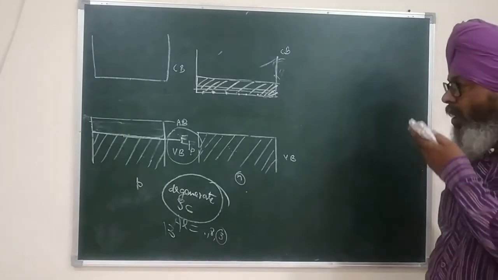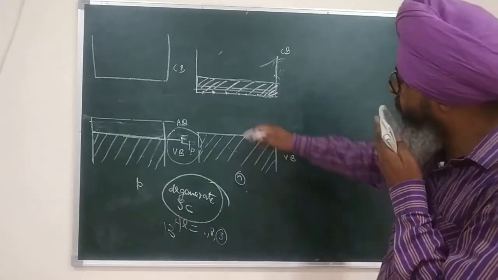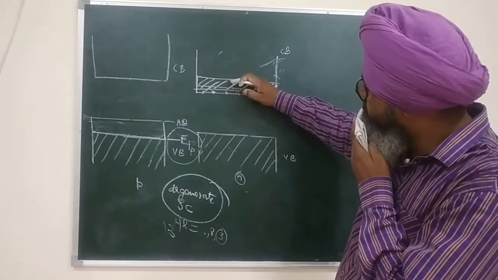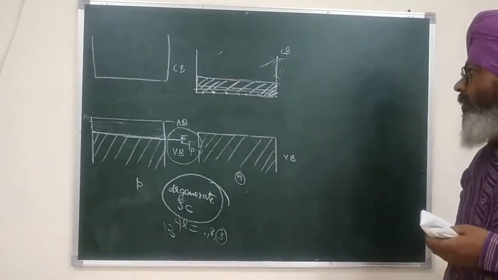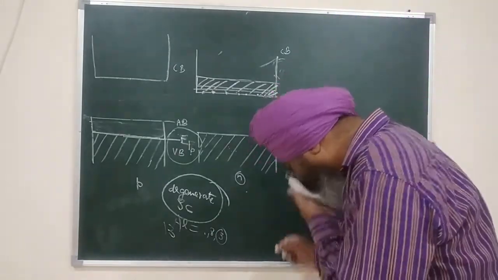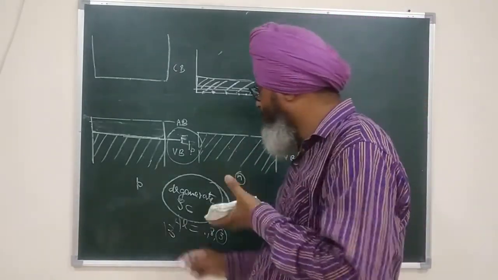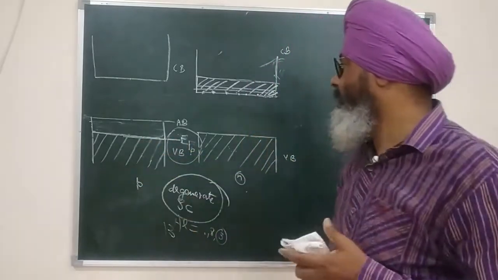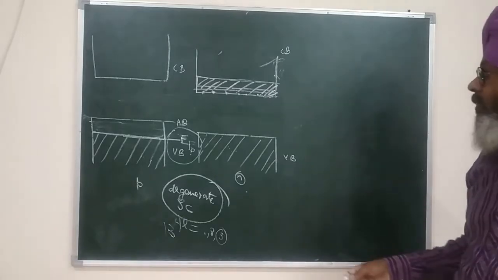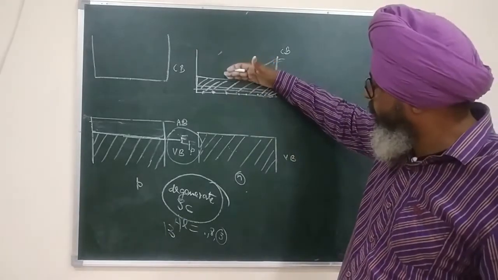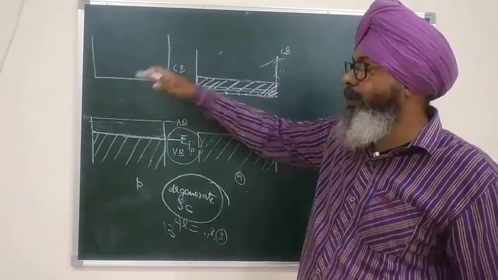There are more electrons. The concentration of electrons is high in the n-type semiconductor, and the concentration of electrons is low in the p-type semiconductor. So what will happen when you join n-type and p-type semiconductors? Then electrons from n-type will start diffusing toward p-type.